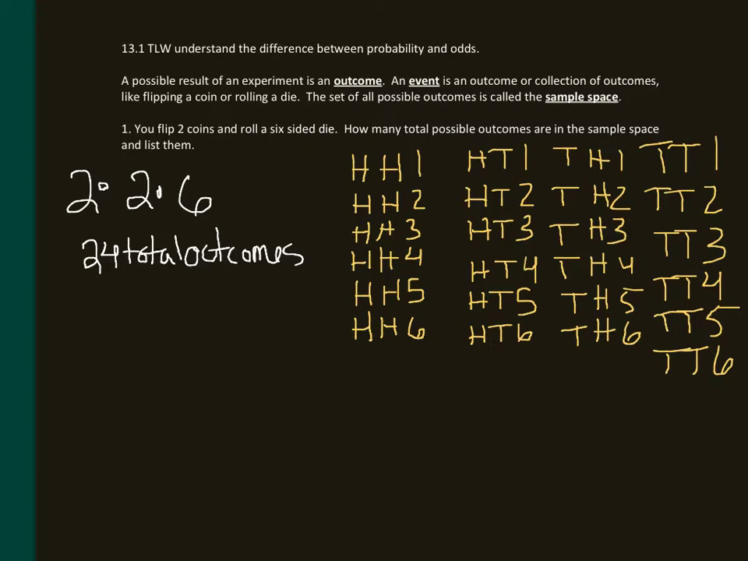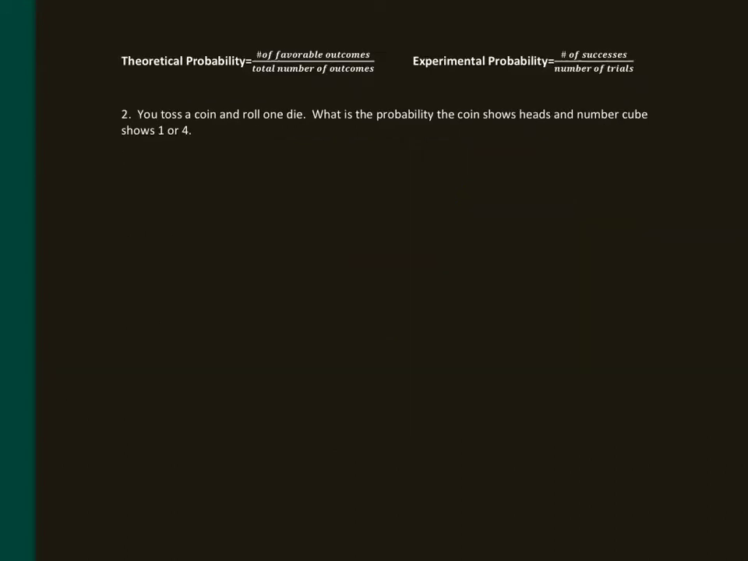Alright, so let's start talking about probability and odds then, because we need to be able to create these to find probabilities and odds. If I said, what's the probability of getting 1 heads, 1 tails, and rolling a 1? Well, heads, tails, 1, heads, tails, 1, so there's 2 chances of success divided by 24 chances, so the probability is 1/12.